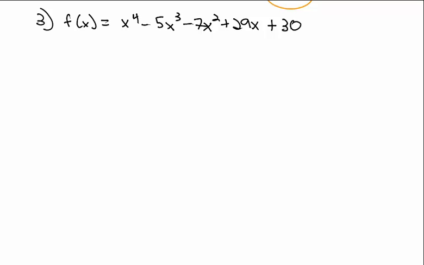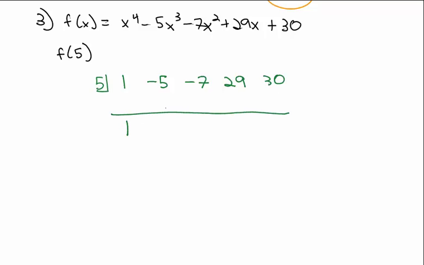Let's try another one. Let's say f of x equals x to the 4th minus 5x cubed minus 7x squared plus 29x plus 30. And we're going to find f of 5. So we stick 5 in the corner, and the coefficients are 1, negative 5, negative 7, 29, and 30.